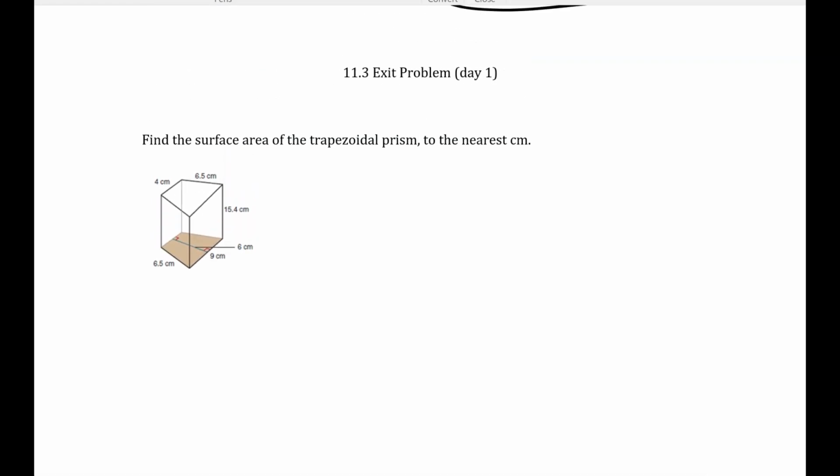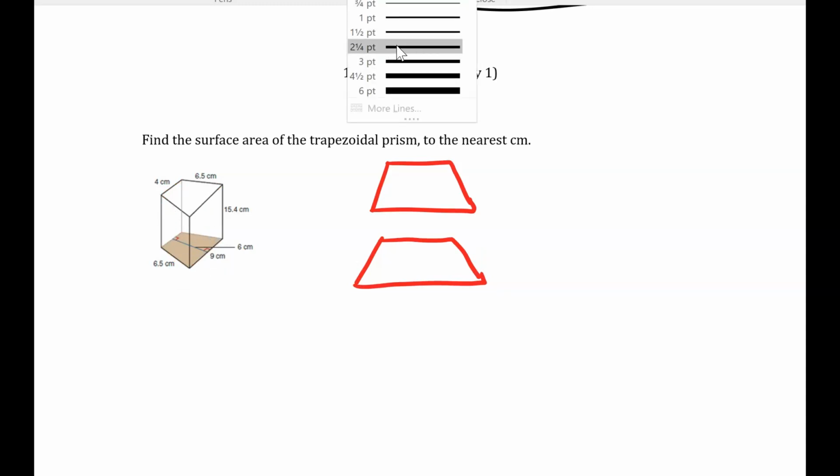I want to do this because it's a different shape than we've talked about so far. So this is a trapezoidal prism that has 2 bases. All prisms have 2 bases, but the 2 bases are right here and they're trapezoids. So I'm just going to draw those out. So I've got 2 trapezoidal bases and they're identical.